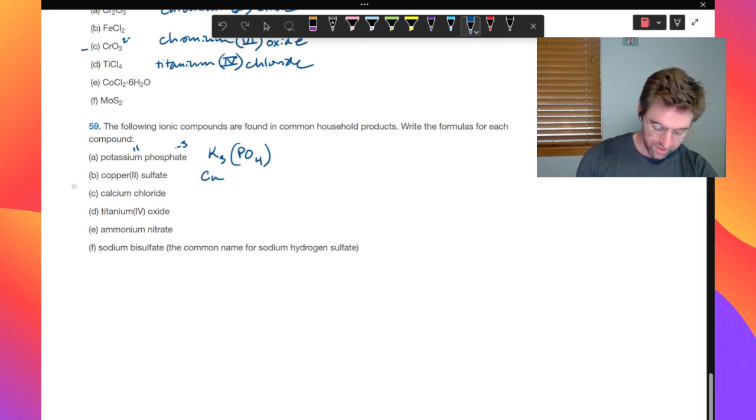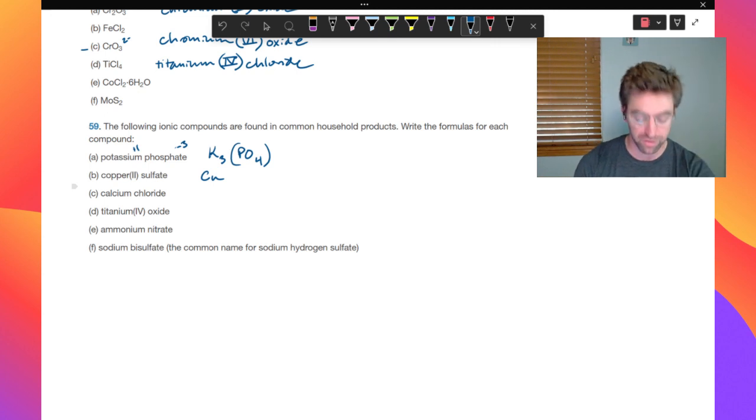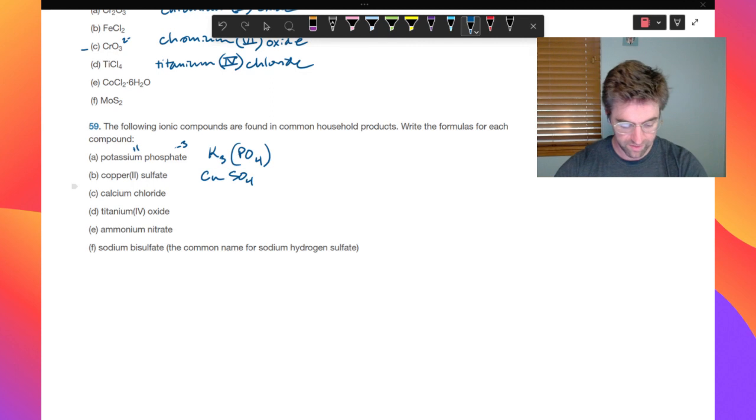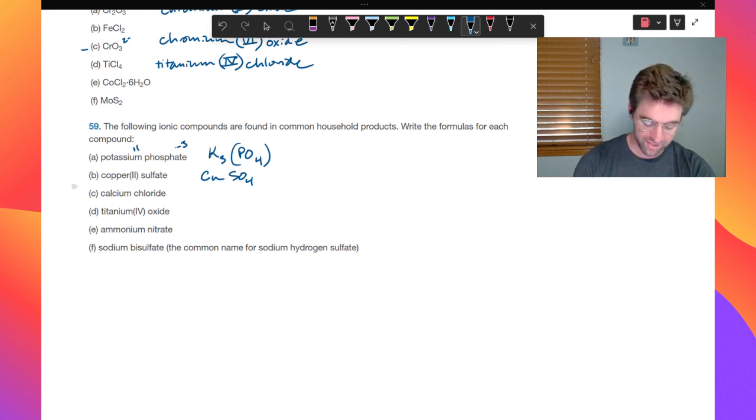Similar story with copper. So copper 2, we're told right away what the charge is on this because copper is another one of those that can have multiple charges. So copper 2 has that 2 charge on it. Sulfate has a negative 2 charge on it. Oh, copper sulfate, excuse me. This is where reading very carefully will save you. Yes, sulfate has a 2 negative charge. This copper has a positive 2 charge on it, so we're done. Copper sulfate. Cool.